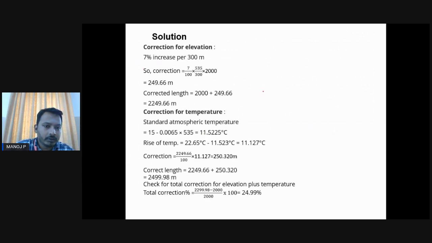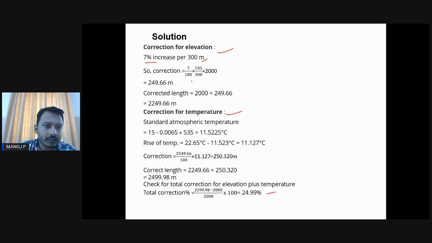Look here. First, we'll make correction for elevation. Then we are supposed to make correction for temperature. Then we are supposed to check whether the correction is exceeding 35 or not. As discussed, correction for elevation is a 7% increase for every 300-meter rise.